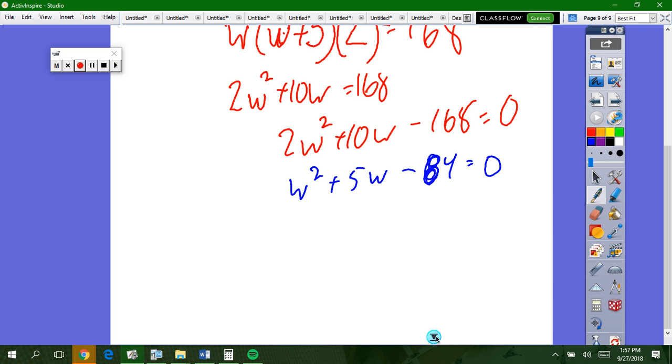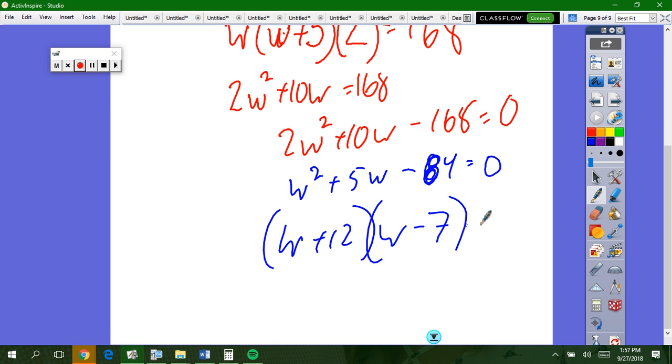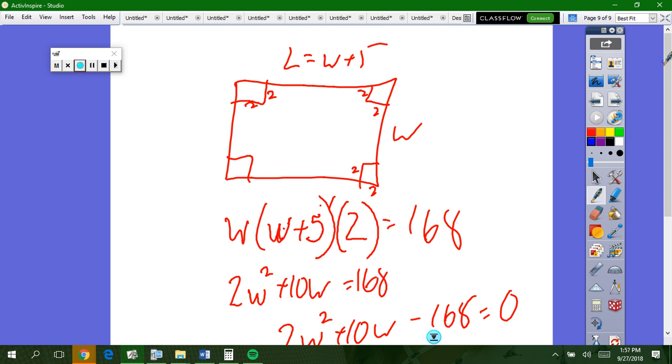So what's the factors of 84 that give me a 12? I mean, 5. I already gave you the answer. 12 and what? 12 and 7. So this would be plus 12. So what's my width? Negative 12, right? And positive 7. But can I have a negative width? My width is 7. What's my length? Remember, up here this is 7, so this is 12.